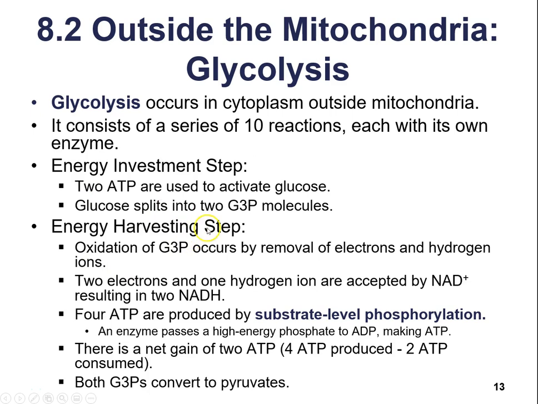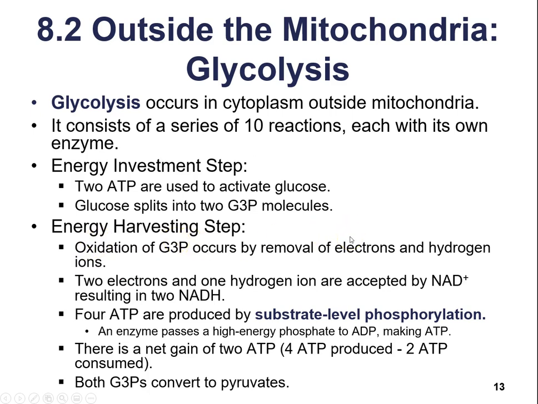Then you're going to have energy harvesting steps where you're going to have energy released, okay? And I'm going to show you a diagram in a second, because I think it's easier to look at this via the diagram rather than in words. But basically, this is describing it, okay? So you have oxidation of G3P to start the energy harvesting step. And basically that occurs by removing electrons and hydrogen ions, right? If we talk about oxidation, oxidation is loss, right?